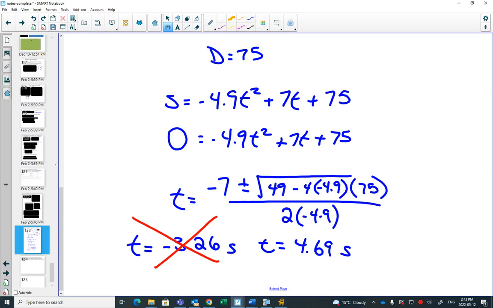Or this is how much time it took you to climb that 75-meter cliff. That's pretty. You'd just be accelerating at 9.8 meters per second as you went up that cliff.